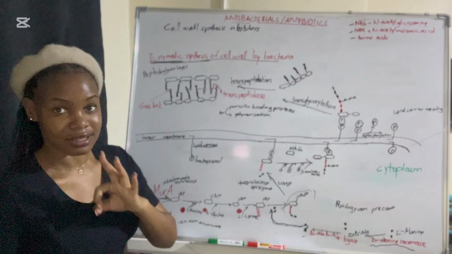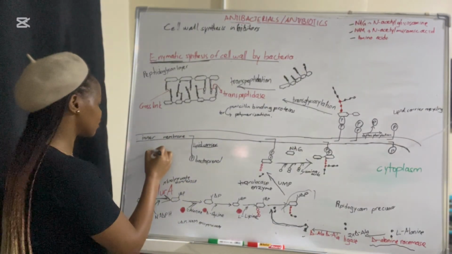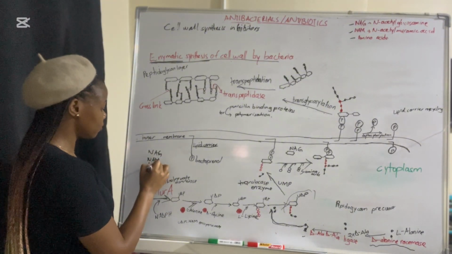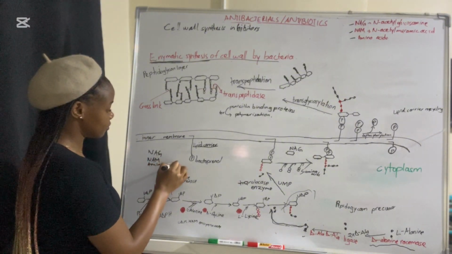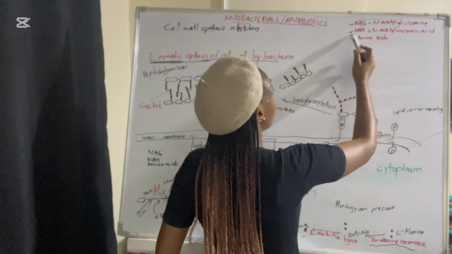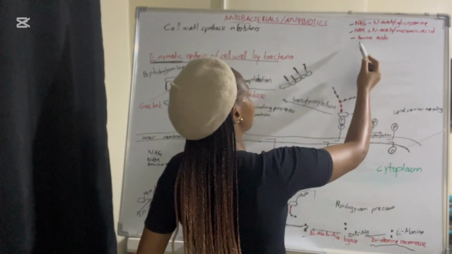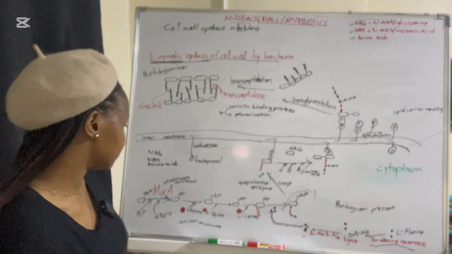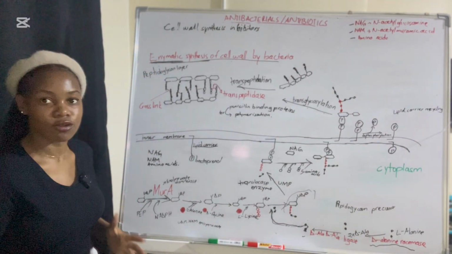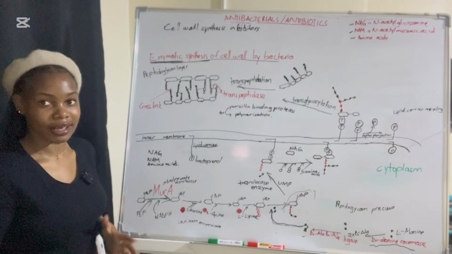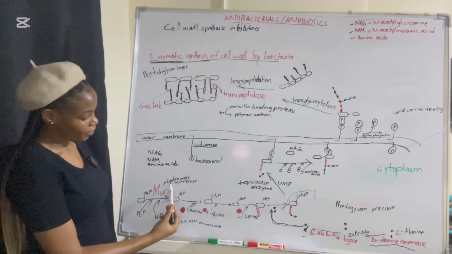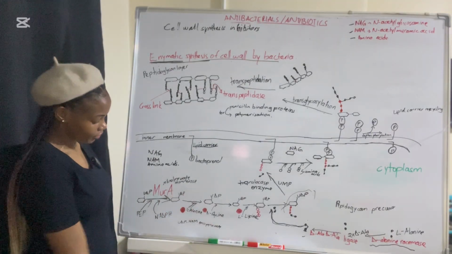It involves three substances: the NAG and the NAM with amino acids, where NAG is N-acetyl glucosamine, and NAM is N-acetyl muramic acid. So we want to mainly focus on the enzymes that are involved in the synthesis of peptidoglycan by the bacteria. Our first enzyme is MurA, also known as N-pyruvate transferase.